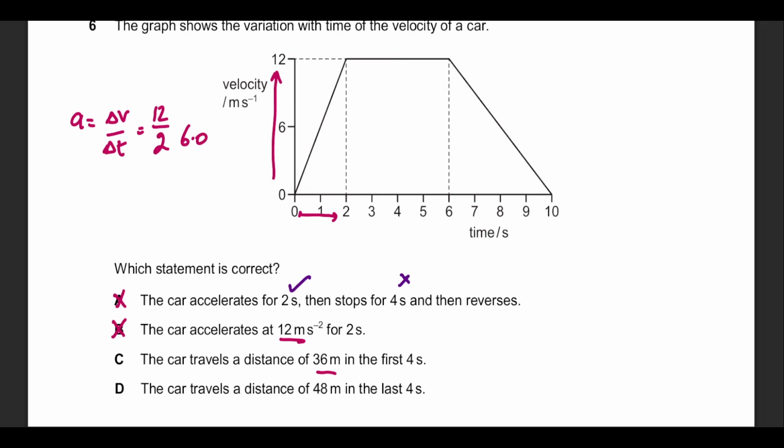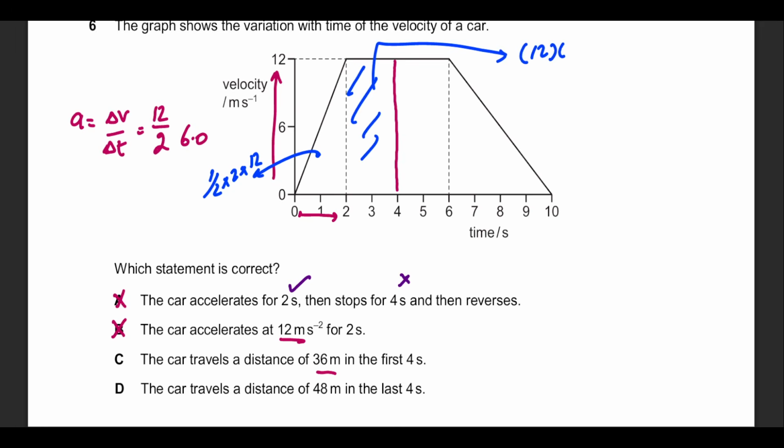For the first 4 seconds, yes, let's calculate that. For the first 4 seconds, you could have divided this into parts very, very easily. And this part would be 1 over 2 into 12. And this part would be 12 multiplied by 2. So this comes out as 24 meters. This comes out as 12 meters. So 12 plus 24 becomes 36. So this seems to be the right answer.